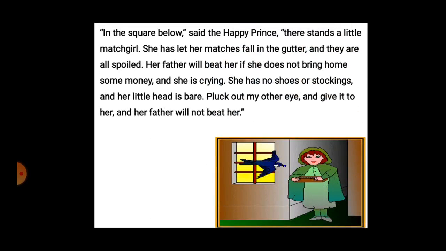"In the square below," said the happy prince, "there stands a little match girl. She has let her matches fall in the gutter, and they are all spoiled. Her father will beat her if she does not bring home some money, and she is crying. She has no shoes or stockings, and her little head is bare. Pluck out my other eye and give it to her, and her father will not beat her."